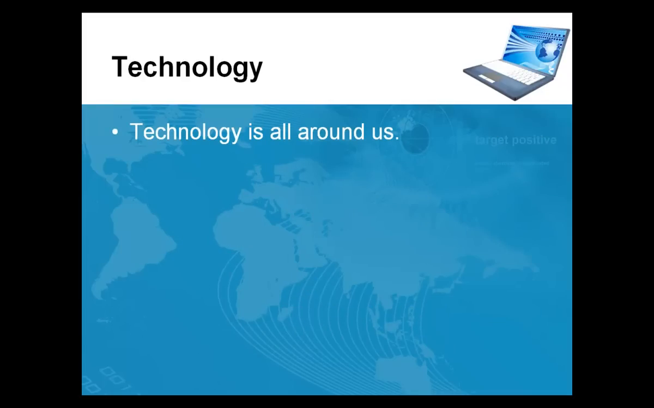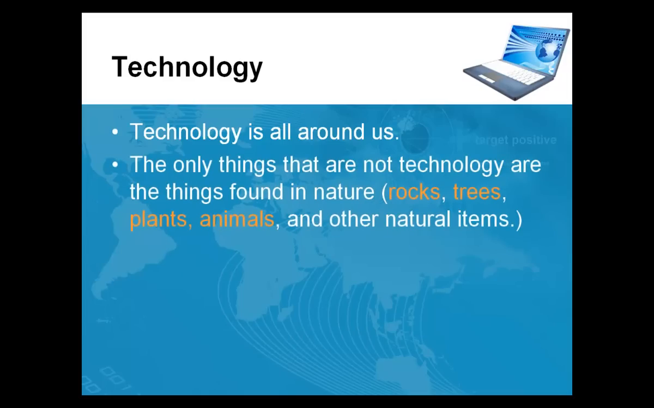Now, to wrap this up, we want to talk about a few things. Technology is all around us. It's everywhere. And even if you were to go to a very poor country in the middle of nowhere, they're going to still have some technology. It's not going to be as nice as we have in the United States, but they're still going to have various forms of technology to make your life better. The only things that are not technology are things that are found in nature and any other natural items in addition to rocks, trees, plants, and animals.